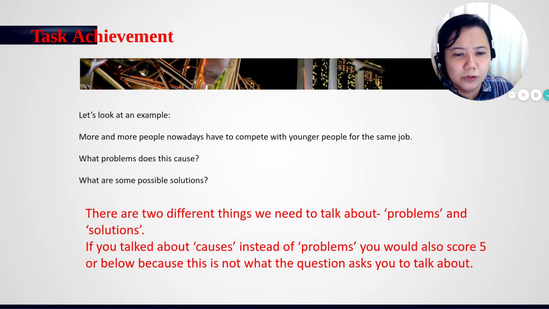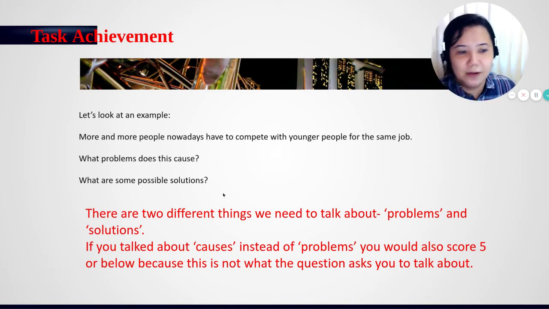If you're not able to include these in your answers, you cannot get a score higher than band 5 for task achievement. Also, if you talk about causes instead of problems, you would also score 5 or below. It's because it's not what the question asks you to talk about. So you need to be careful on that one.